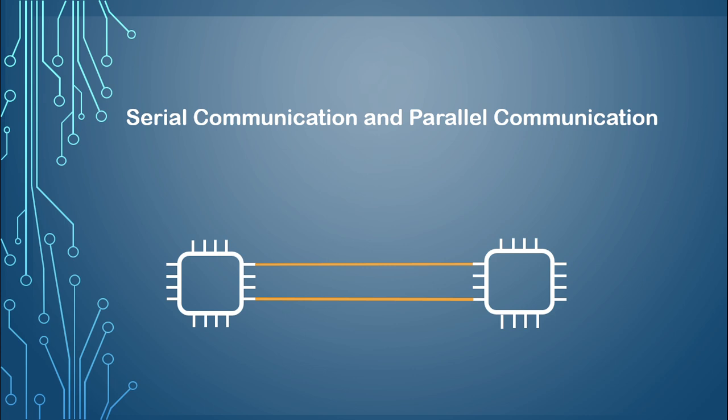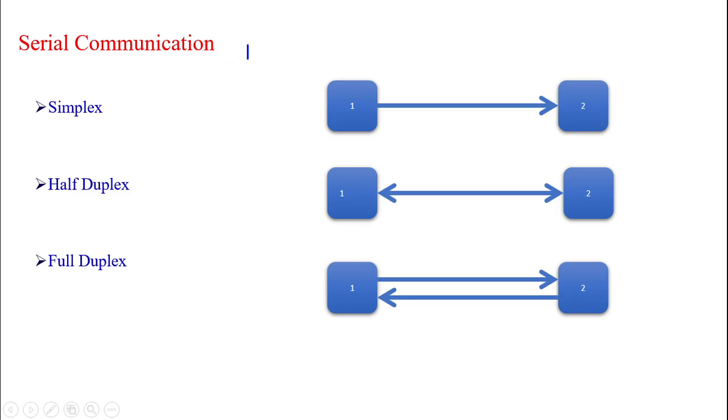In this video, I'll be discussing two important things related to our embedded communication, that is serial communication and parallel communication. So what do you mean by serial communication? Serial communication means data transmission, data transmits bit by bit. This is the definition. Data transmits bit by bit is called serial communication.